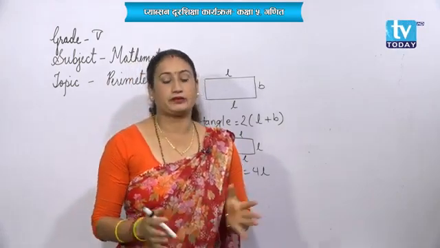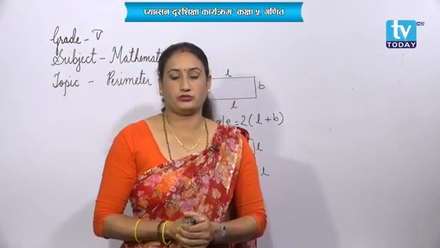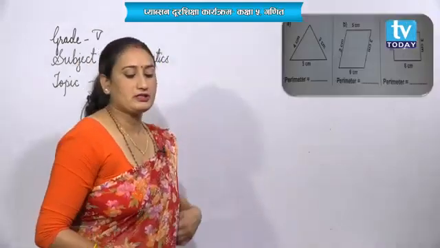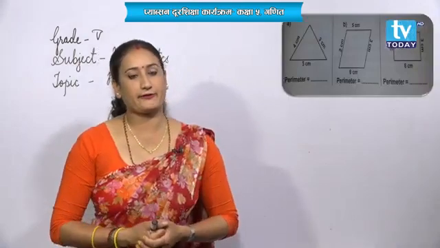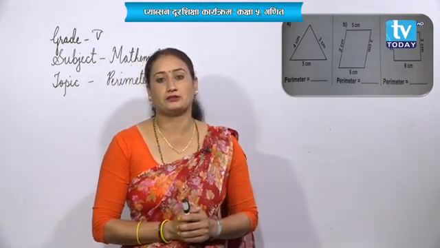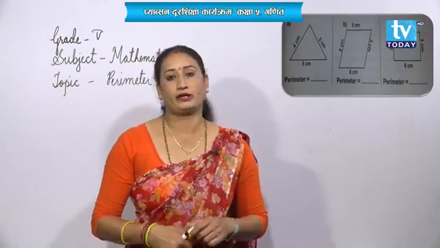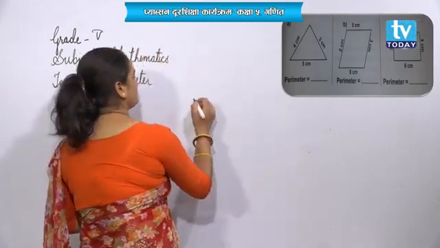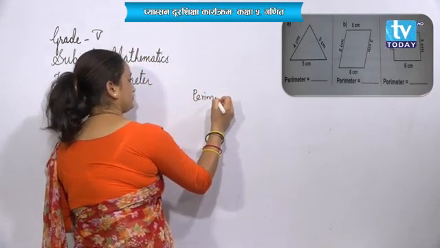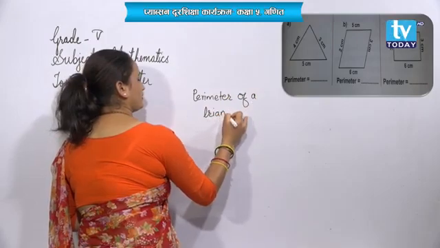Okay, students. Then after this, I have something for you. So, can you solve this problem or not? Have a look at the first picture. Okay, students, can you tell me which picture is there at first? Of course, it's a triangle. And in this triangle, how many sides are there? 3 sides. Okay, that triangle. So, I can write it here directly: perimeter of a triangle.